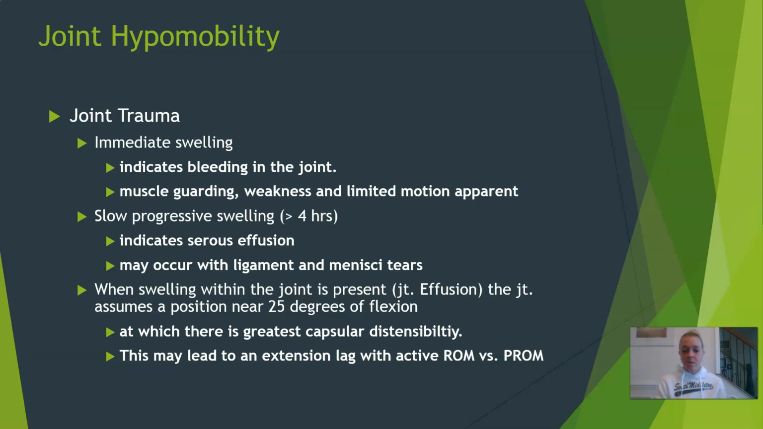Again, whenever there's swelling present in the joint, the person is most likely going to assume a position of about 25 degrees of knee flexion, because that is an open pack position that's going to give more room within the joint for that swelling to take place. So again, that's the point where there's the greatest capsular distensibility. And this can lead to then extension lag with active versus passive range of motion.